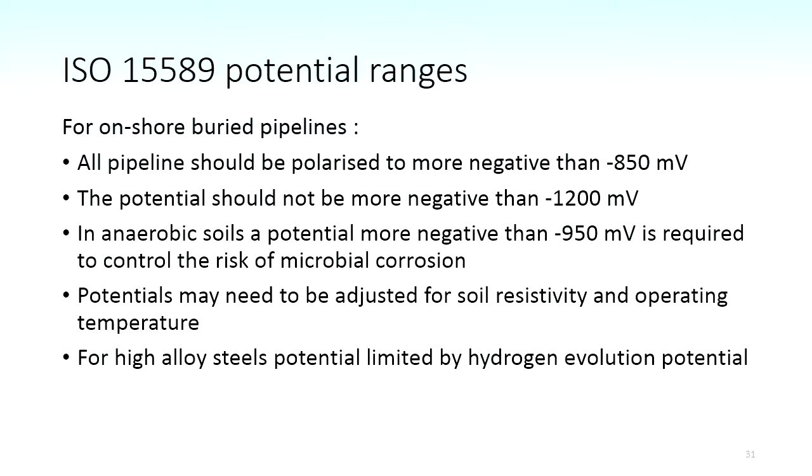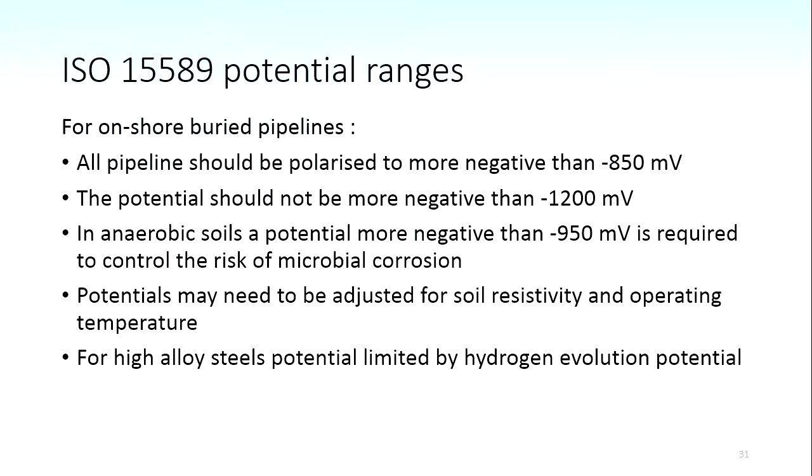And then they've added a few extra recommendations so that if you're in areas where there might be some microbially induced corrosion in anaerobic soils, then they recommend you should be more negative than -950, so somewhere between -950 and -1200. And then they further point out that if the temperature changes, then you may have to alter the potential range, and the recommendation is that anything above 40 centigrade you should start adjusting the voltages accordingly.